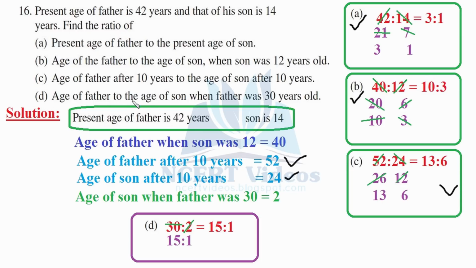Now D part, age of father to age of son when father was 30 years old. Now if father was 30 years old, then how old was the son? So 30 years old means 42 minus 30 gives you 12. So we have to subtract 12 from 14 as well. So son was 2 years old, 14 minus 12 is 2. Therefore writing the values, father is to son is 30 is to 2. Therefore 15 to the 30. So 15 is to 1 is your required ratio. And that was your last question, question number 16.